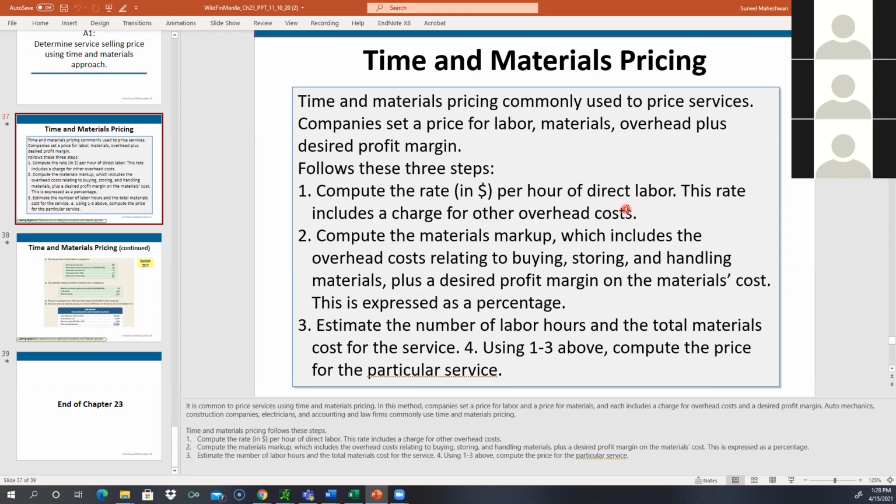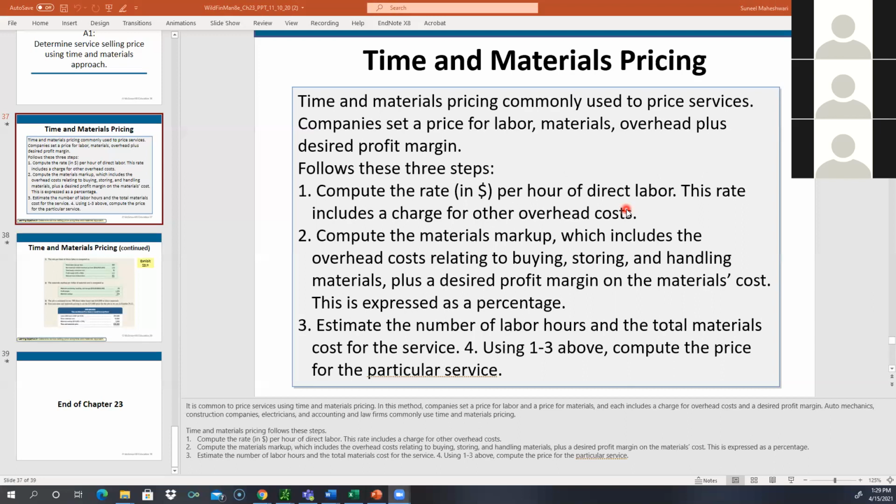For example, a plumber comes to your home, they charge about $50, $60 an hour. It's not only the direct labor charge, but it also includes a charge for the machines that person is using, the gas the person spent, the time the person spent, etc. So it includes other overhead cost as well, which is built into the labor price.